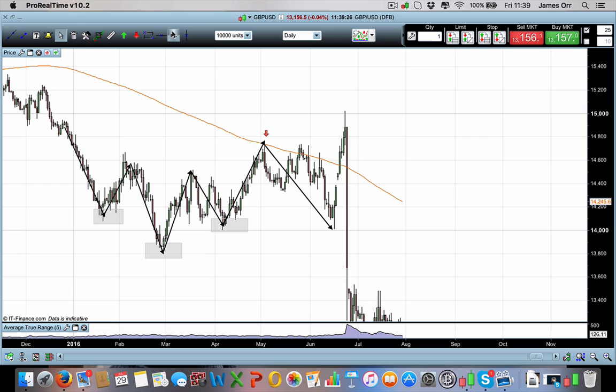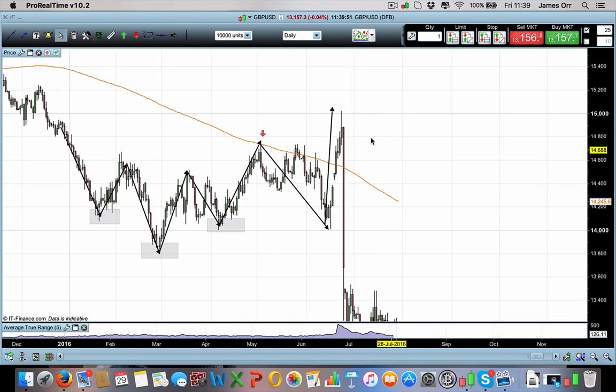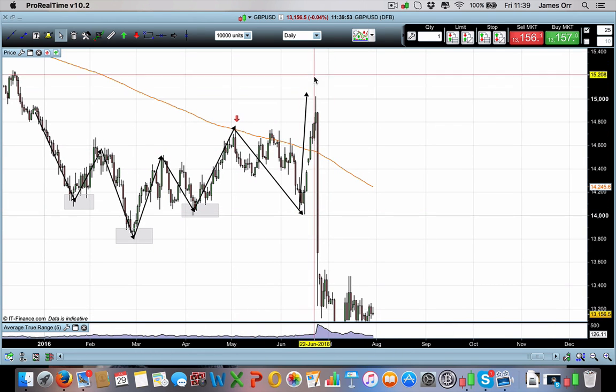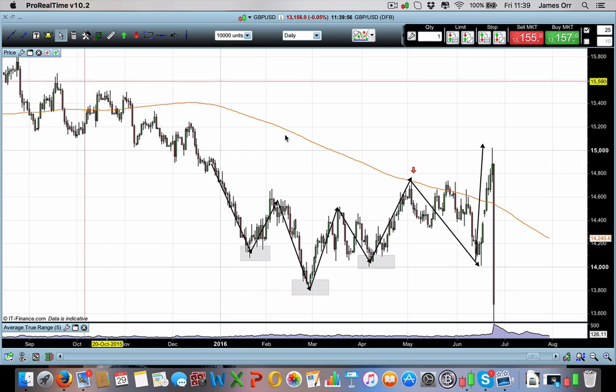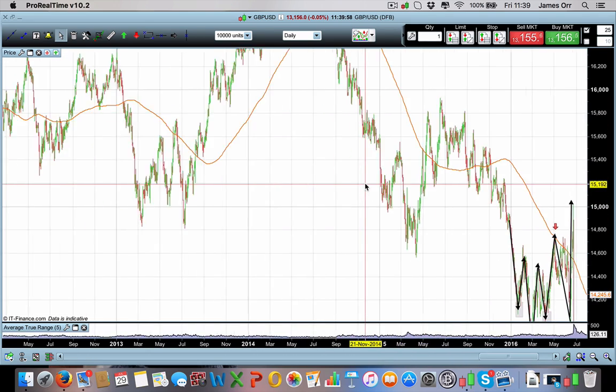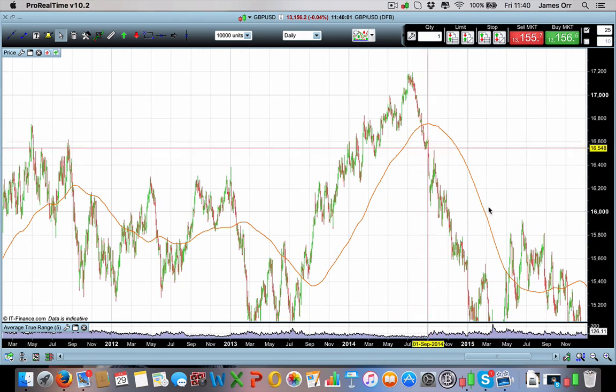Now, leading up to the referendum, this right here, this very strong move up, was all on the back of people, I'm going to say gambling. They're reading the polls, they're watching the news, they're certain that Britain's going to stay in the EU. They're throwing money into this market blindly, a really stupid way to trade. You're trading long into a market which has been in a huge downtrend since 2014.